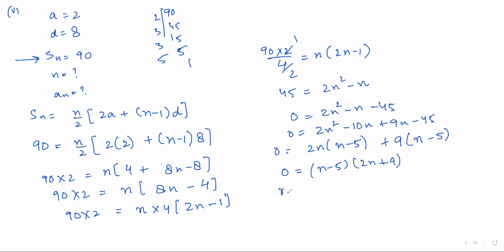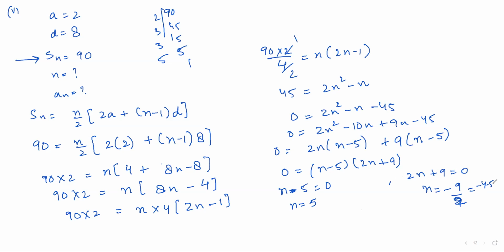Equate both the factors to 0. N minus 5 is equal to 0, and 2n plus 9 is equal to 0. So this gives me n is equal to 5. This gives me n is equal to minus 9 by 2, or you can write minus 4.5. Fine, Amna?